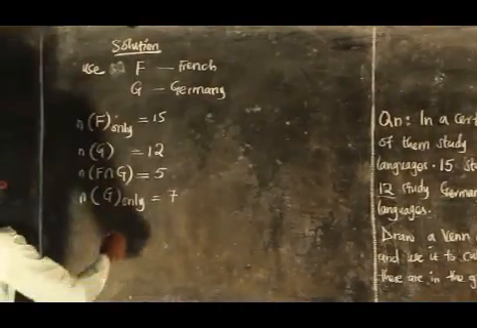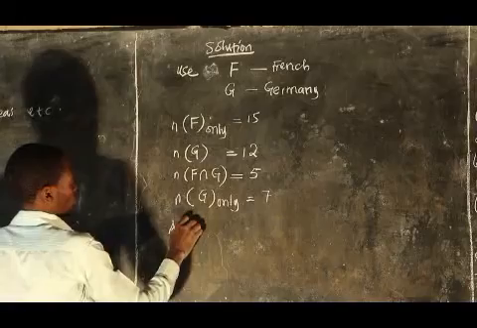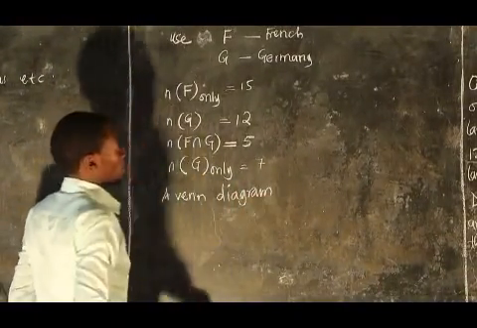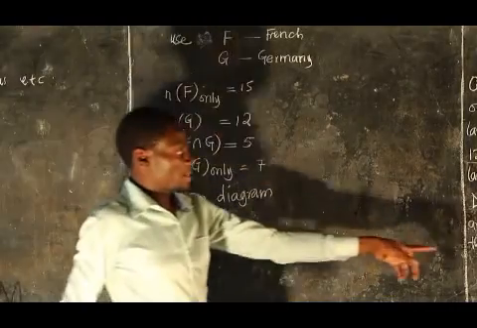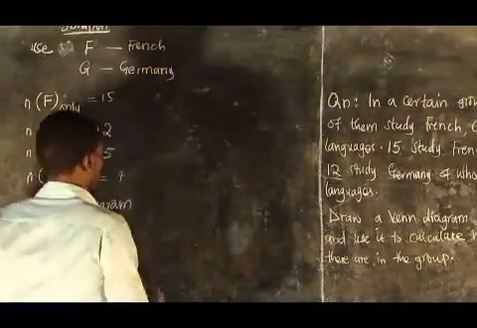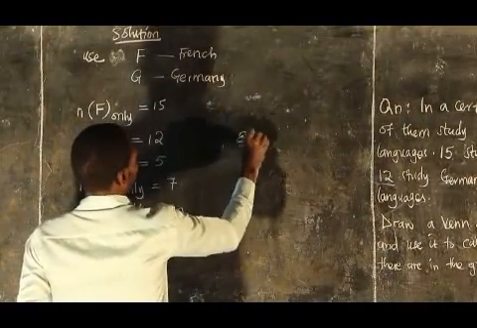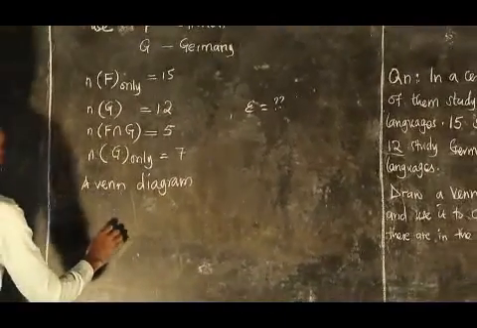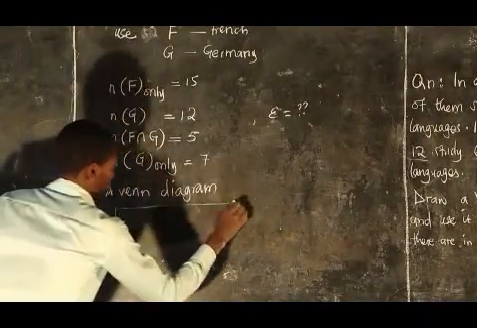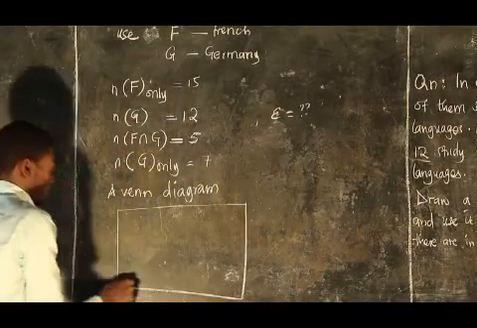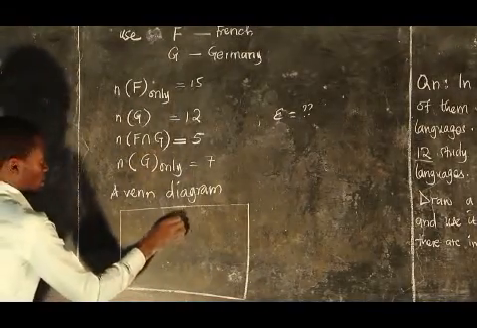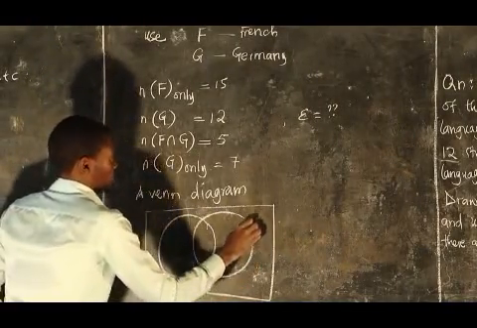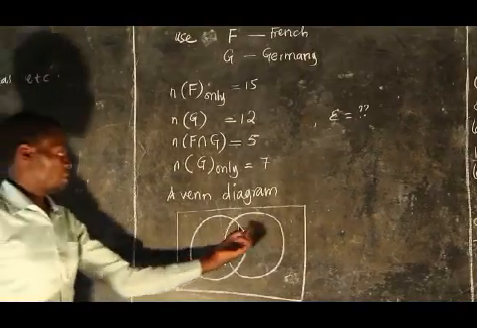Now we are going to represent this information on a Venn diagram. Here, they want the universal set. They want us to determine the universal set. That's what we are looking for. Now in the Venn diagram, we know very well how we're going to construct it. We have two sets. This is the first one. Another one is here.